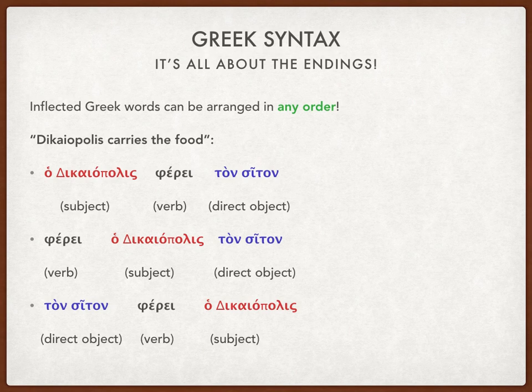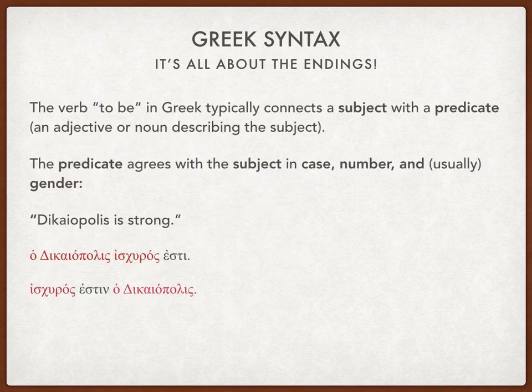I could really move things out of whack and say, ton seton fere ho Dikaiopoulos. And it still means the same thing. Dikaiopoulos is still my subject, who's carrying the food. So Greek word order is pretty loose sometimes, and so it's very important for you guys to learn to look at the case, look at the endings of words, whether it's a noun or a verb or an adjective, to figure out where your subject is, where your verb is, and what the direct object is. So it's very important to pay attention to those pieces of information.